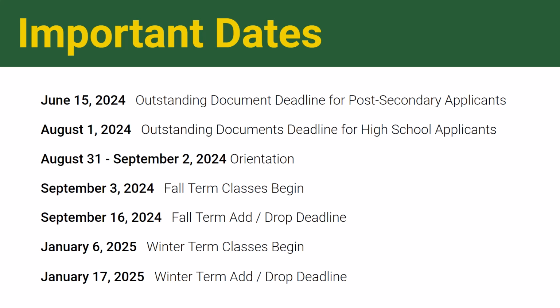I'd also like to take a second to highlight some important dates. Fall term begins September 3rd, and the fall term add-drop deadline is September 16th. This is the last day that you will have to change your schedule before losing out on tuition. Winter term begins January 6th, and the winter add-drop deadline is January 17th. Please make sure that you change your schedule before these dates so you don't lose out on money.